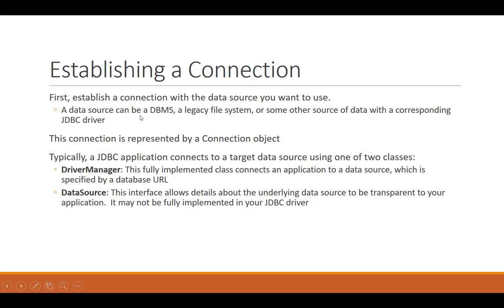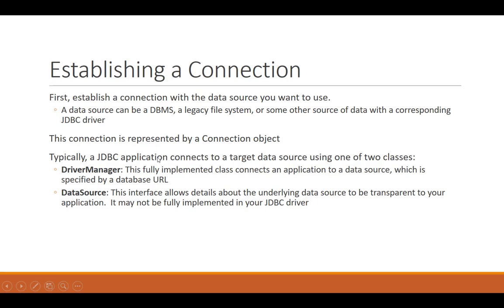And so the data source can be a database management system, it can be a legacy file system. In other words, you can actually connect to a flat file, a CSV file or something like that. You can connect to other data sources as long as there is a JDBC driver available for it. And so effectively the JDBC driver will expose the same public API for retrieving data from that file. Connection is represented by, again, a connection object. Notice capital C, that's the actual name of the object type.